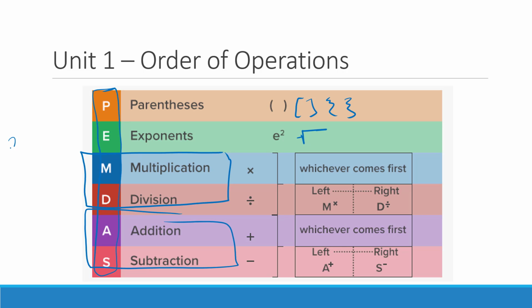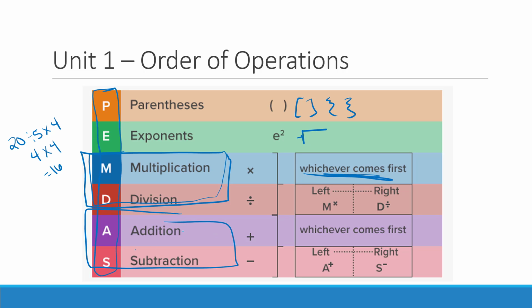So if I gave you something like 20 divided by 5 times 4, and you see this on Facebook, people are like, oh, you got to multiply first. You got to multiply first. No, you don't. If it's multiplication and division, you read it from left to right. So I would do 20 divided by 5 first, which is 4, and then 4 times 4, which is 16. Don't let those people mess with you. Multiplication and division, read them left to right, whichever one comes first.